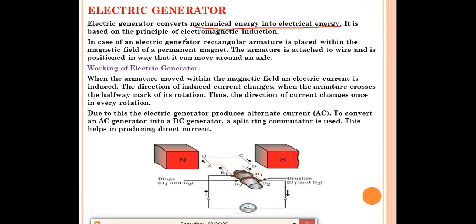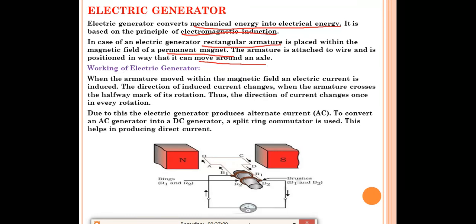It is based on the principle of electromagnetic induction. On which principle does it work? It is based on the principle of electromagnetic induction. Remember this one. In an electric generator, a rectangular armature is placed within the magnetic field of a permanent magnet. The armature is attached to the wire and is positioned in a way that it can move easily around an axle.